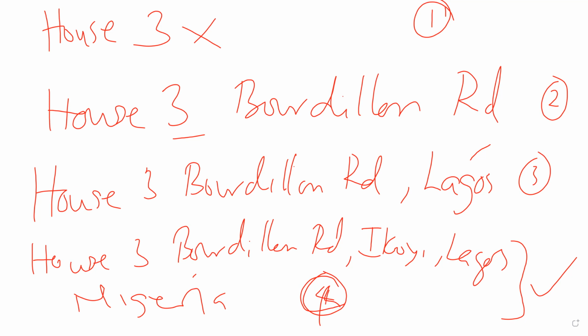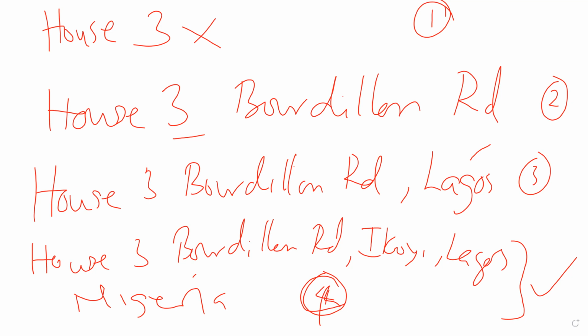But look at number 4. That is the most specific address among these 4. House 3, Bodilon Road, Ikoyi, Lagos, Nigeria. Anyone giving this address will not miss the location. That is all what specificity is all about.